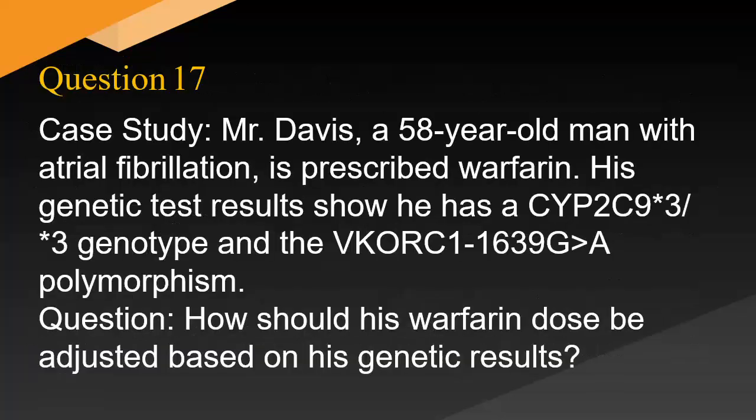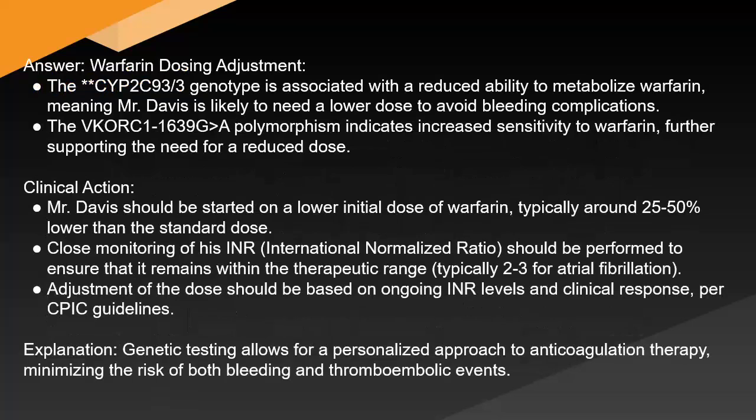Case study: Mr. Davis, a 58-year-old man with atrial fibrillation, is prescribed warfarin. His genetic test results show he has a CYP2C9 *3 genotype and the VKORC1 -1639 G>A polymorphism. Question: how should his warfarin dose be adjusted based on his genetic results? Answer: warfarin dosing adjustment. The CYP2C9*3 genotype is associated with a reduced ability to metabolize warfarin, meaning Mr. Davis is likely to need a low dose to avoid bleeding complications. The VKORC1 -1639 G>A polymorphism indicates increased sensitivity to warfarin, further supporting the need for a reduced dose.